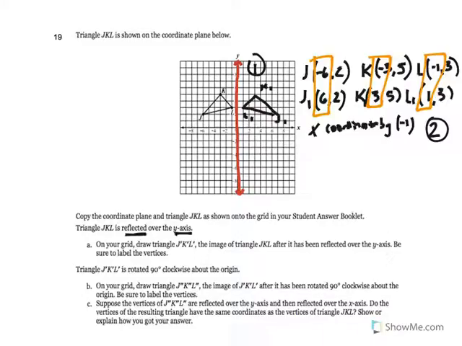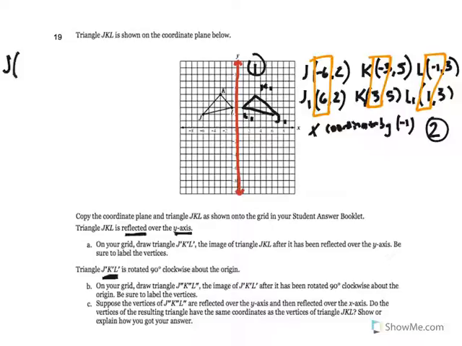Okay, so the next part of the question says, triangle JKL is rotated 90 degrees clockwise about the origin. So J prime, K prime, L prime. Okay, so the new one that we just reflected over the y-axis is rotated 90 degrees around the origin. So now, if we rotate 90 degrees clockwise around the origin, let's just use the jacket rule.